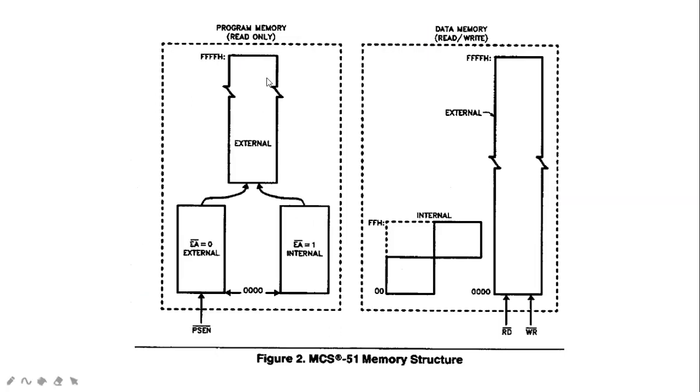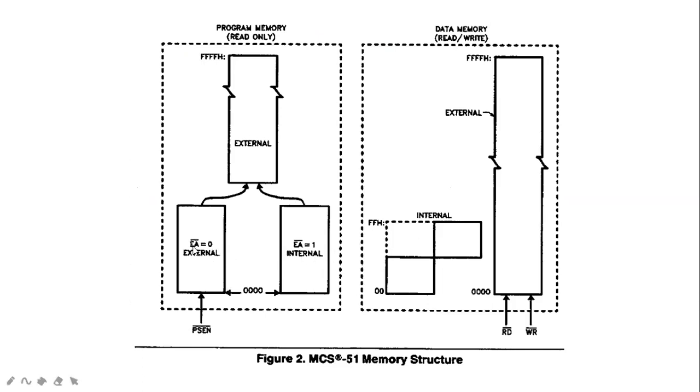This is program memory, that means read-only memory, EA bar 0 and EA bar 1. This is data memory, read and write operations, 00 to FFH. This is for internal. Read bar and write bar. Here it is only PSEN bar.